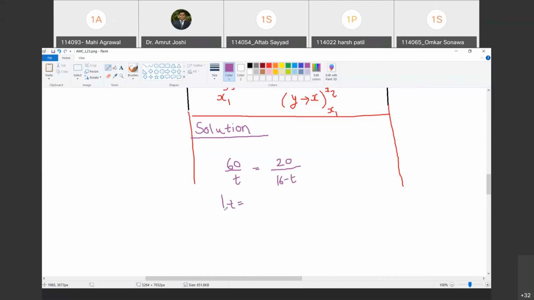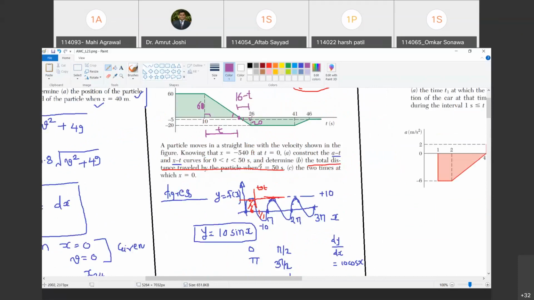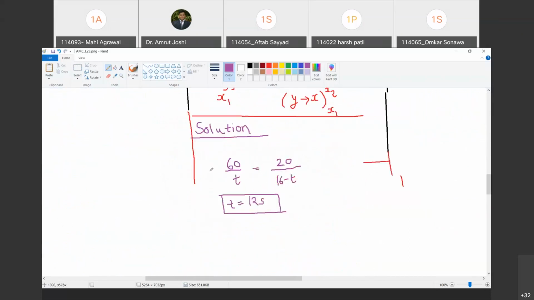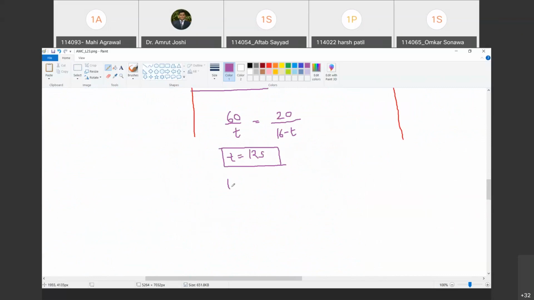So 12. So t turns out to be 12 seconds. So what does this mean? What is the instant at which velocity becomes 0? 12 plus 10. Do you agree with me? Yes, sir. So at t equal to 22 seconds, see, t equal to 22 seconds, velocity becomes equal to 0. Do you agree with me?